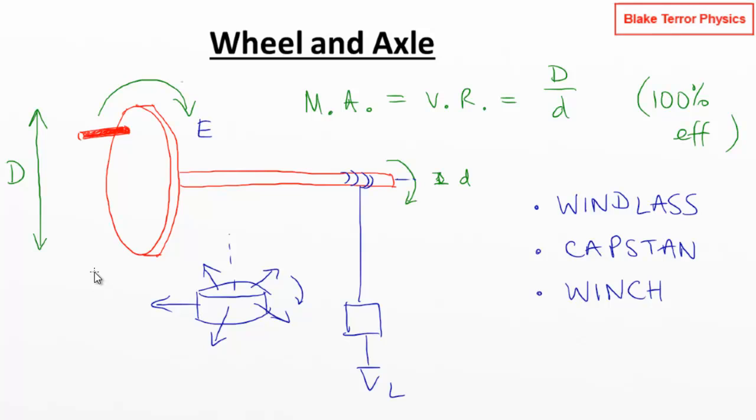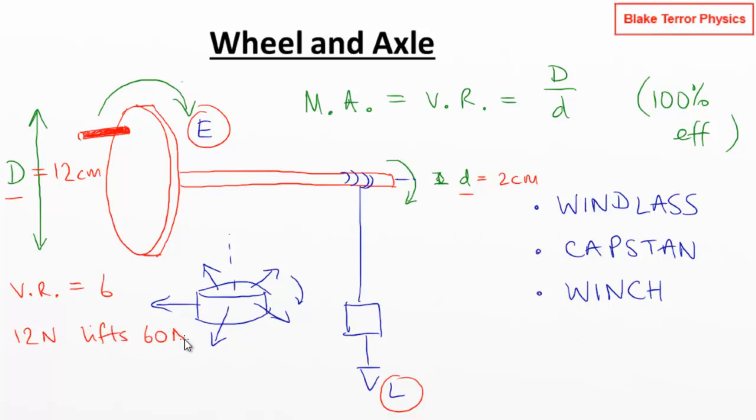So if we were going to analyze one of these wheels and axles, which we know we can do fairly simply, it's the same thing. We can measure these distances using a ruler. We can measure our effort with a force meter. We can measure our load with some scales. So these are all very measurable things. So say our capital D was 12 centimeters, our little d was 2 centimeters. Then we can see straight away that we've got a velocity ratio of 6, the 12 divided by the 2. If we saw that, say, let's stick with these numbers, that 12 newtons lifts 60 newtons, then we can see that our mechanical advantage is equal to 5.